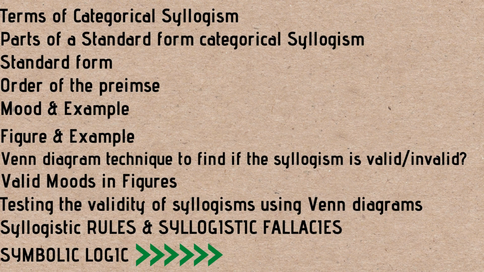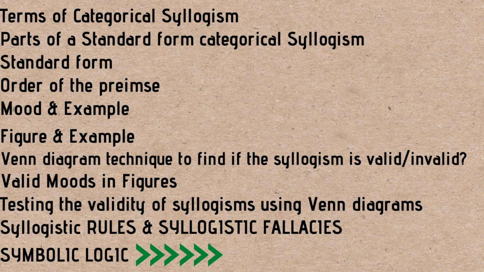We also saw an example to find the figure and mood. And next we studied Venn diagrams in categorical syllogism. We saw how to draw them, and with the use of Venn diagrams, we have seen the validity of a syllogism. To find out if a syllogism is valid or invalid, we used Venn diagrams and the rules of moods and figures. And after that, we have seen about the syllogistic rules and syllogistic fallacies.